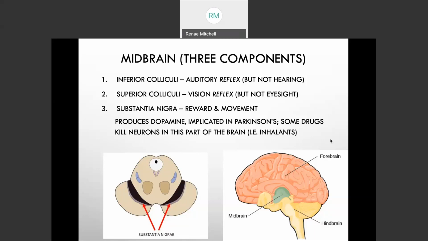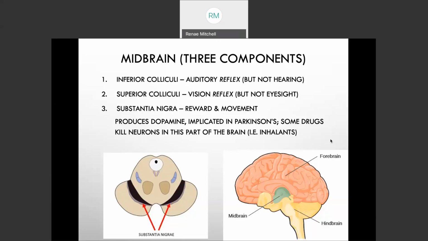But it is connected to that reward system, and it is connected to our ability to manage and control our movements. And so for this reason, the substantia nigra is also implicated in something like Parkinson's disease, where there is a disruption in the smooth movement or voluntary movement that you might see in healthy individuals.